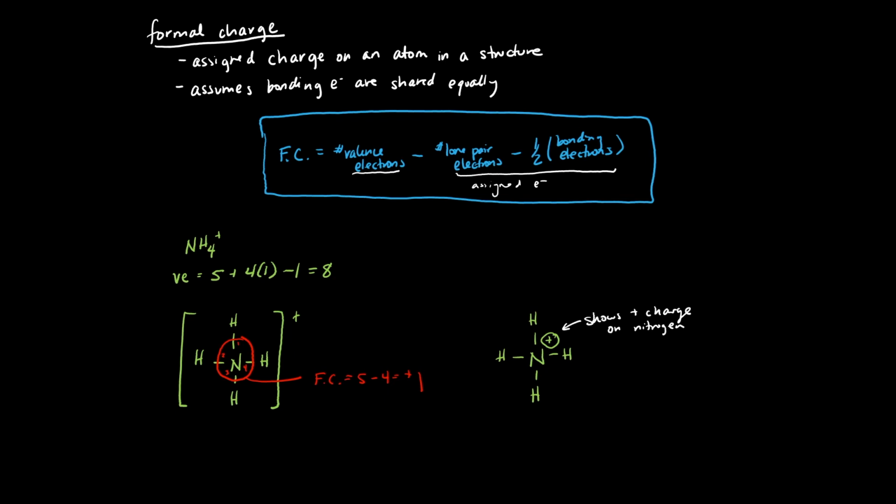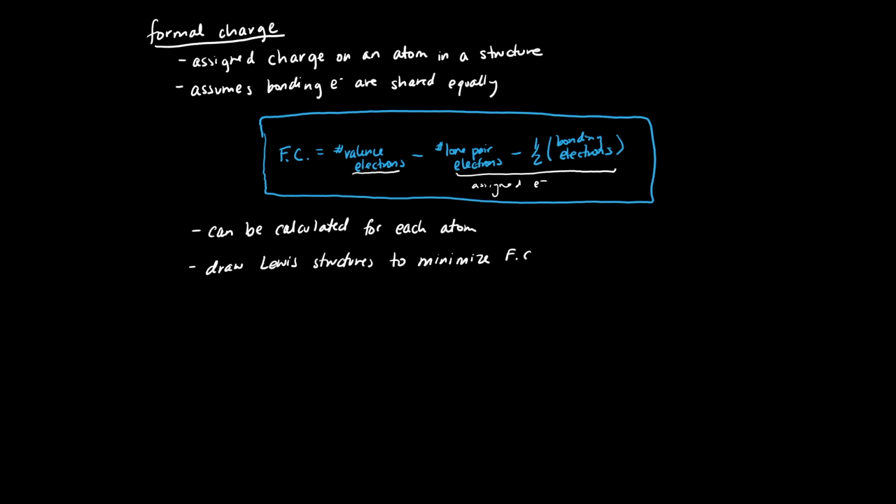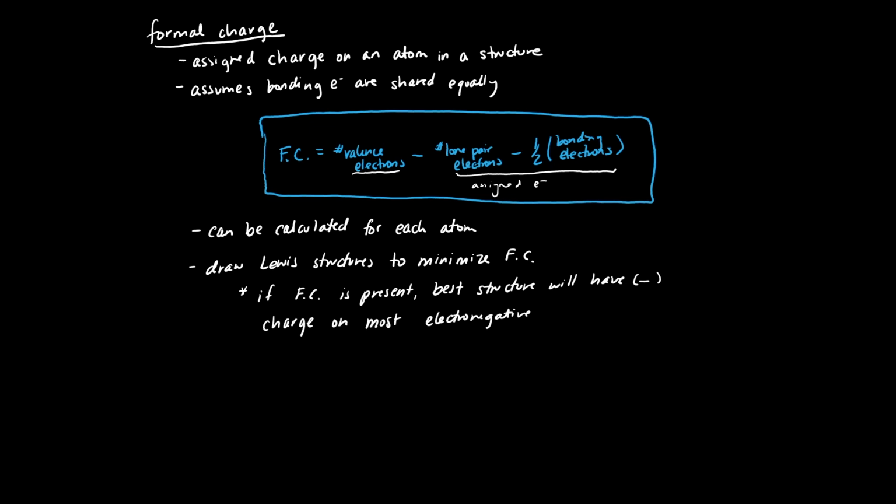Here are some reminders for formal charges. As we discussed, formal charges can be calculated for each atom in a molecule or ion. Formal charges can affect how we draw Lewis structures. The best Lewis structure will generally minimize formal charges. If a negative formal charge is present, it should be on the most electronegative atom. Finally, the sum of all formal charges must be equal to the total charge on the molecule.